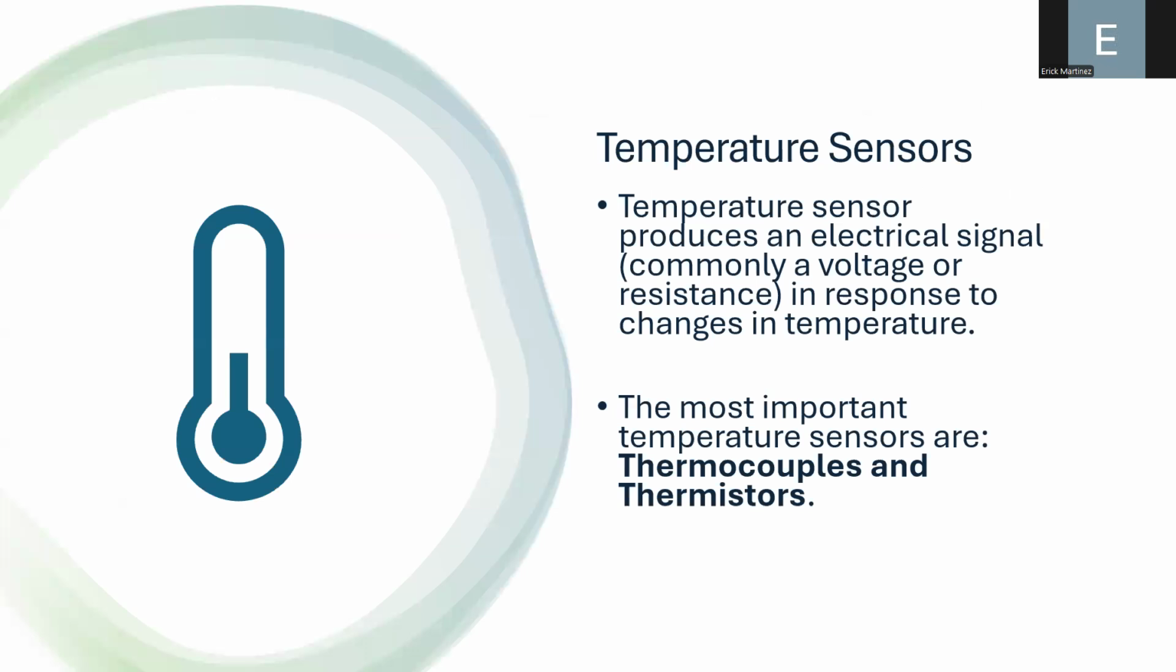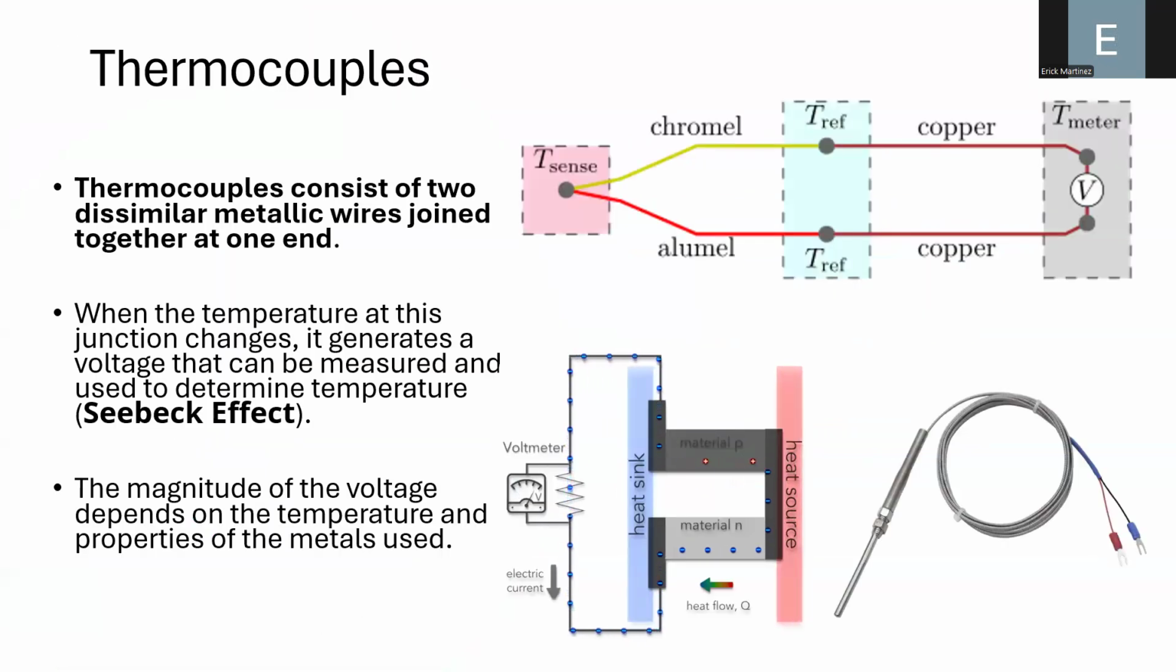So what are temperature sensors? Basically, they are devices that produce an electrical signal, typically a voltage, in response to changes in temperature. The most common types of sensors are thermocouples and thermistors. So what is a thermocouple? A thermocouple, and I will be using this diagram as a reference, is basically a junction of two different metallic objects. For example, here we have chromel and alumel, and we are forming a junction of these two metallic objects.